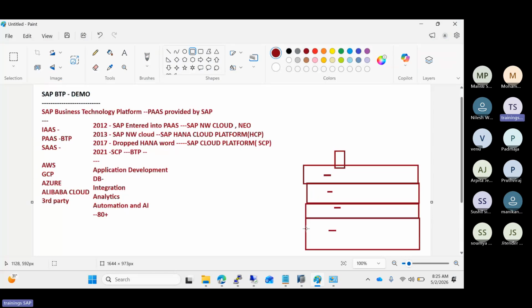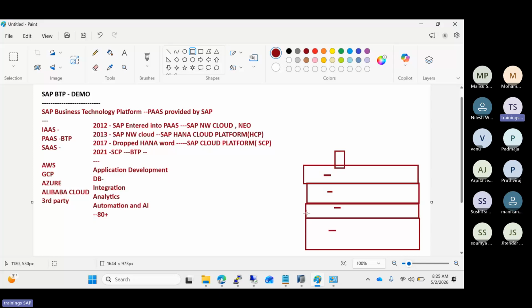Suppose a new customer needs to build a new cloud solution. In that case, they need to integrate the systems, automate the business process, and do predictive analysis and machine learning. So the new customers will get the benefit, and also the existing customers, if they want to extend their existing SAP solutions. In that case also the BTP services will be helpful. So overall, the BTP is like a one-stop shop for all your needs.